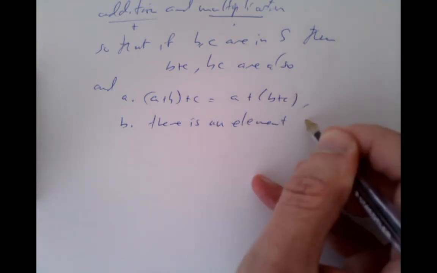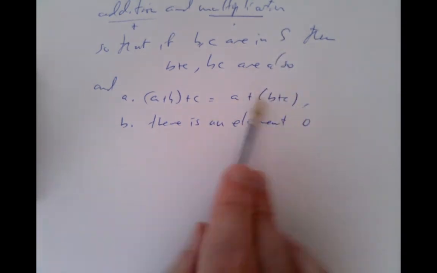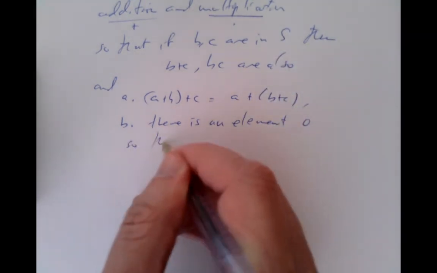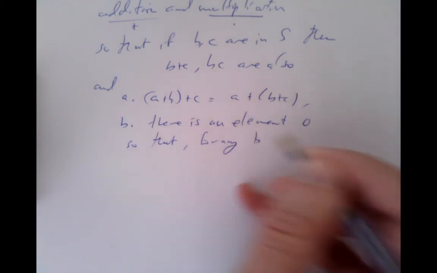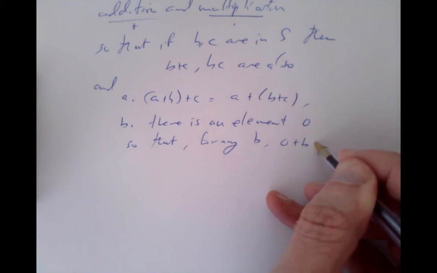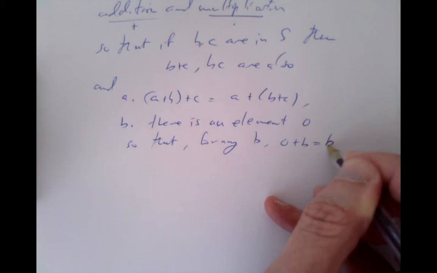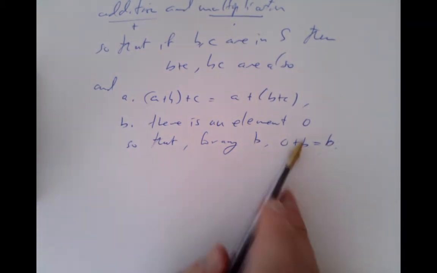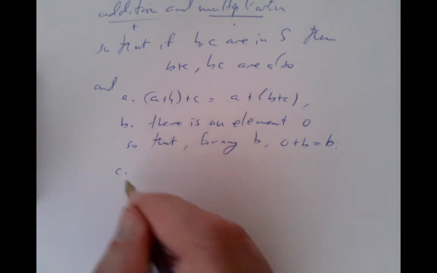We also want to say there is an element 0 in our ring. I won't write that it's in the ring. Everything's in the ring here, S. So that for any element, let's say B, 0 plus B is B. So that's going to be our 0. And this has got to be for any element B in the ring.